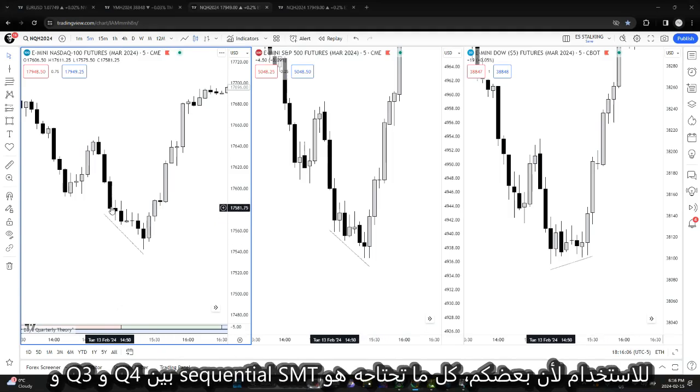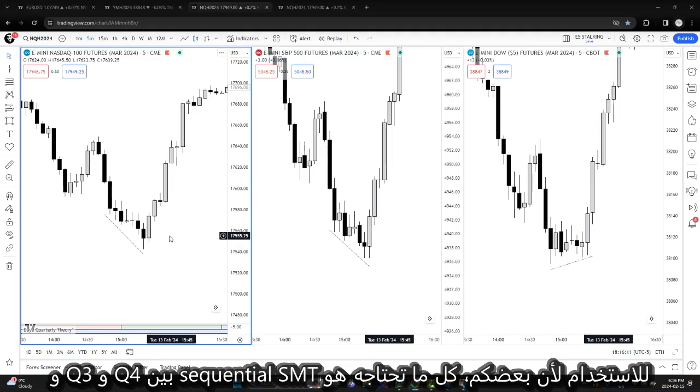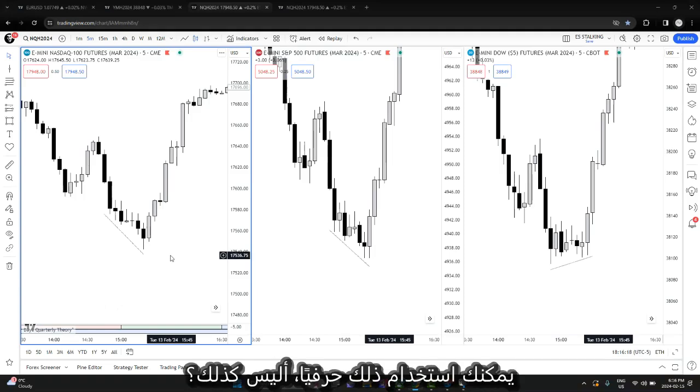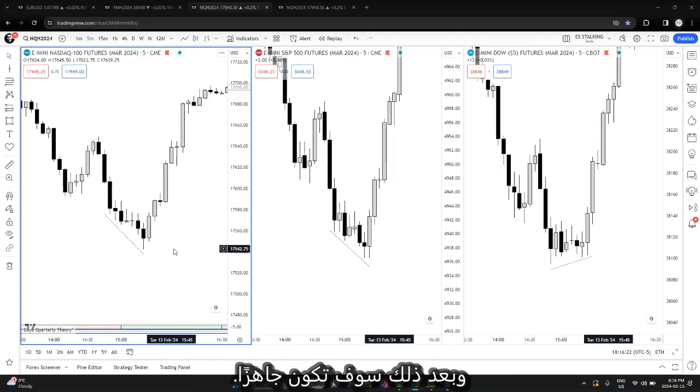I have to be giving you different things to use, because some of you, all you need is the sequential SMT between Q4 and Q3, and then you're good. You don't need anything else. You can literally just use that, right? And then you'll be set.